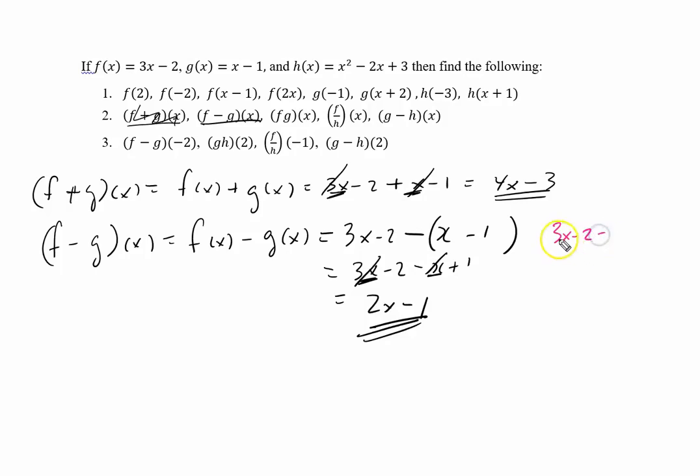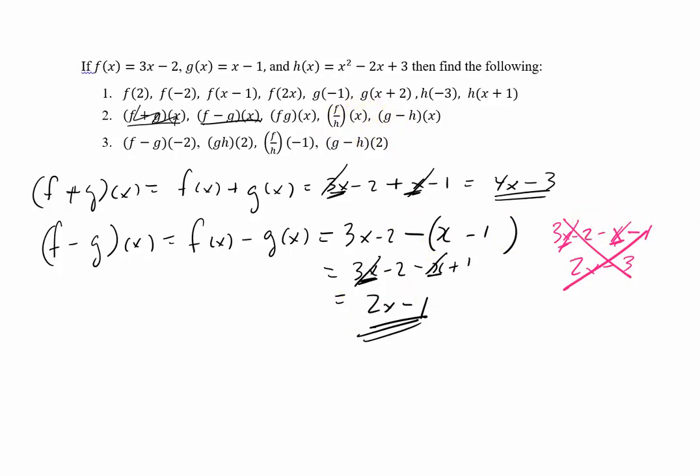A lot of students will just write formula for f minus and then formula for g. So formula for f minus formula for g. And this is wrong because that negative sign has to be applied to every term. And if they do this, they'll get 3x minus x, which is 2x, which is correct, but then they'll get negative 2 minus 1, which is negative 3, and that is not correct. You have to distribute that negative sign to every term.